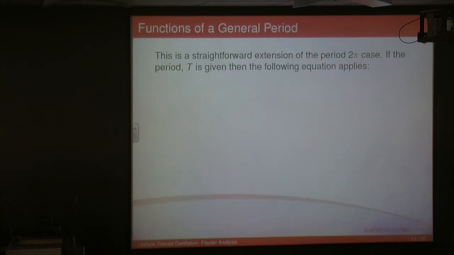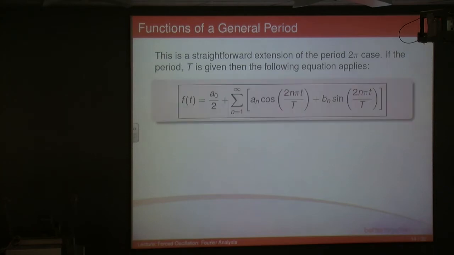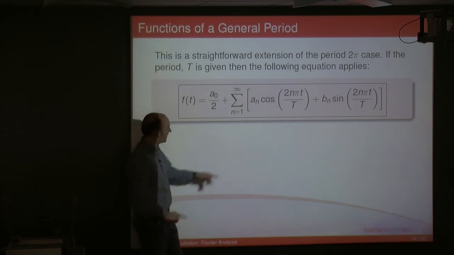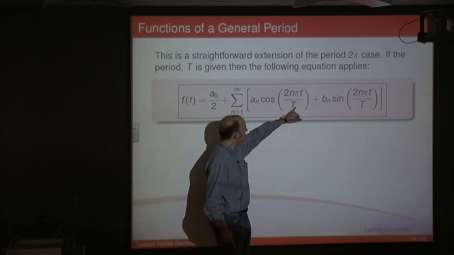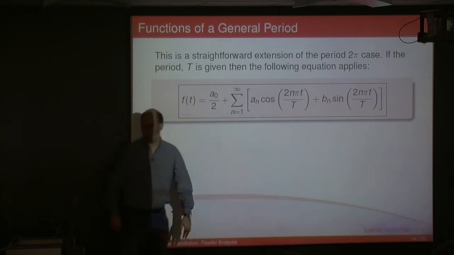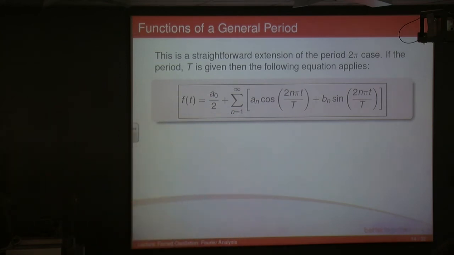So that was for a period of 2 pi. What about if we extend that period to T, instead of 2 pi? Then you've got this equation which applies. It's slightly more complicated, but it's quite clear that if you stuck 2 pi in here, then that would cancel out with nT, which is what we had before. So this is a general period. This is the form that's on the equation sheet.